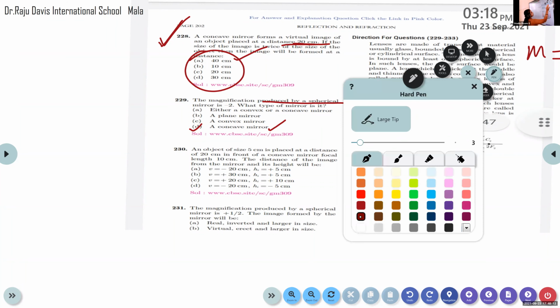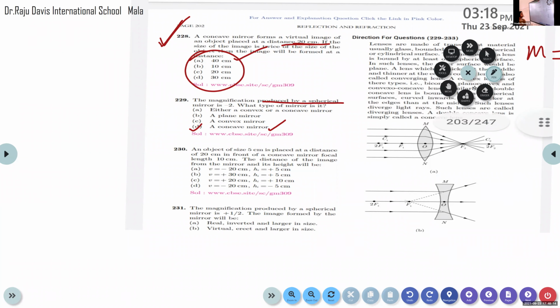Read question number 230. An object of size 5 centimeter is placed at a distance of 20 centimeter in front of a concave mirror of focal length 10 centimeter. The distance of the image from the mirror and its height will be. So here you need to find out the image distance V and the height of the image H dash.